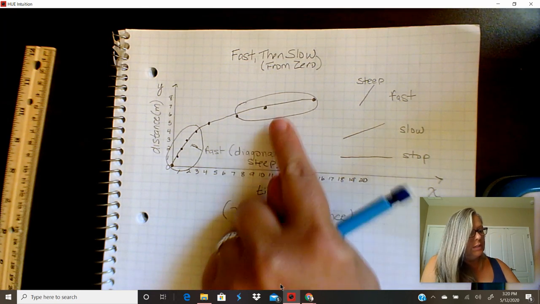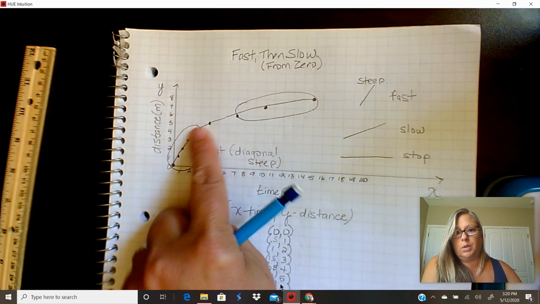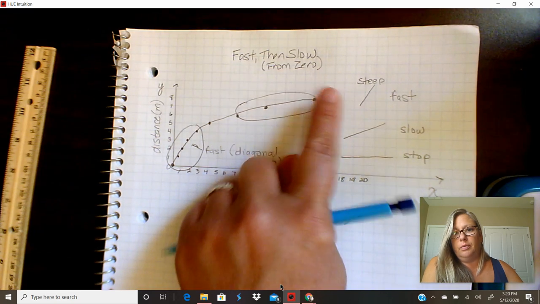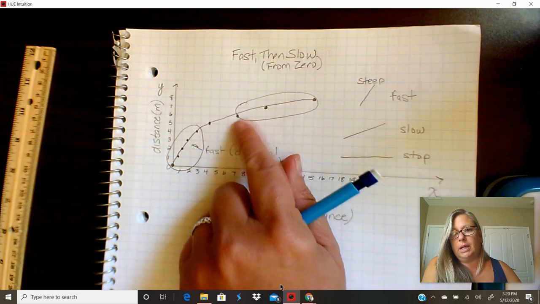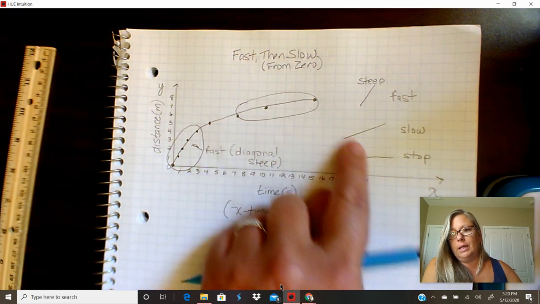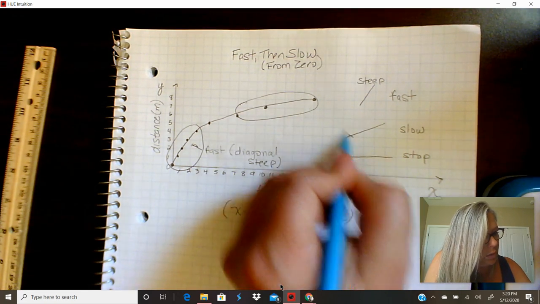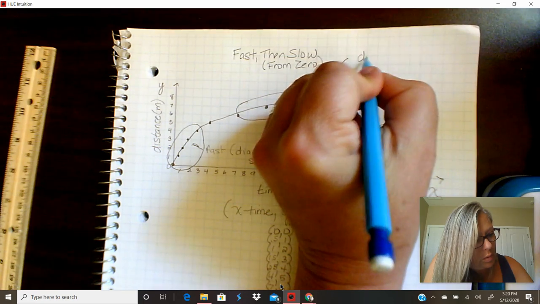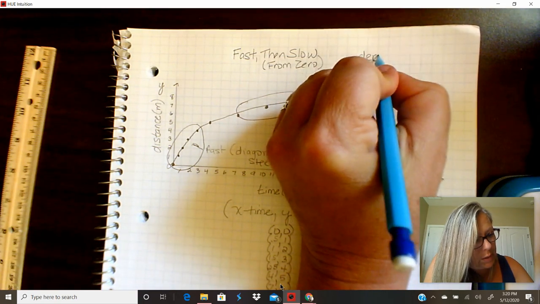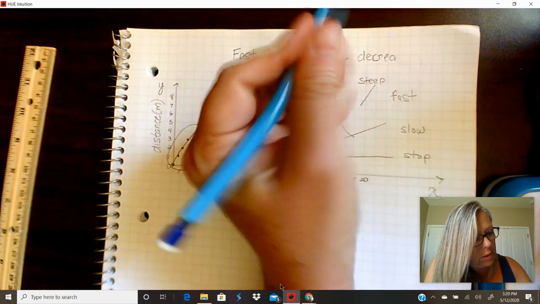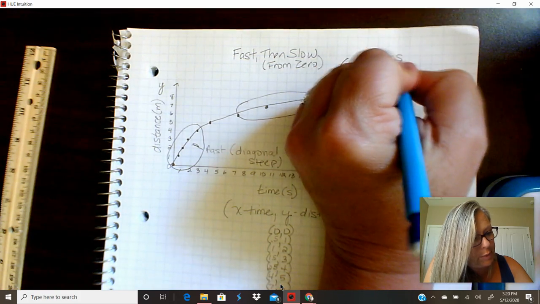So because the curvy line that this graph made from my walk of going fast then slow ends flat, I know I'm ending slow, so I know that my speed is decreasing. Decreasing speed.